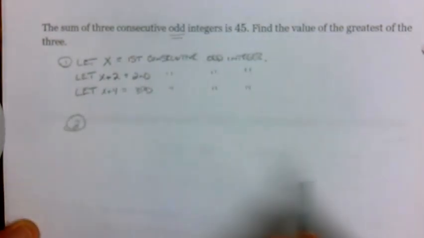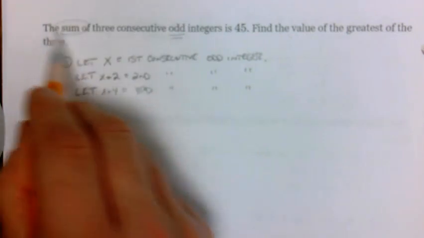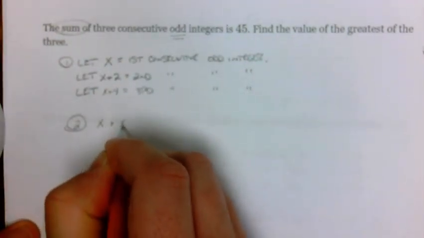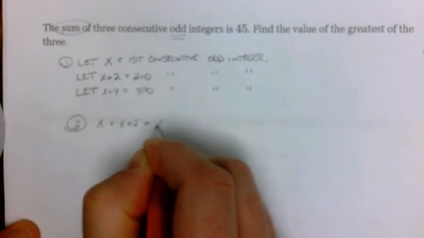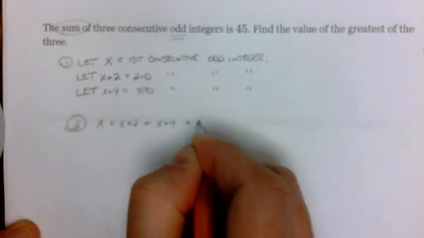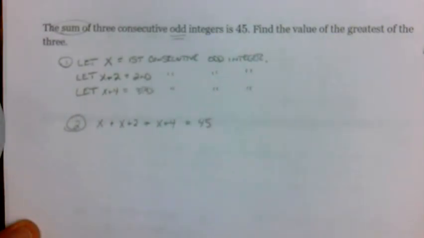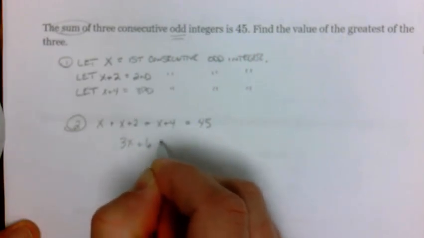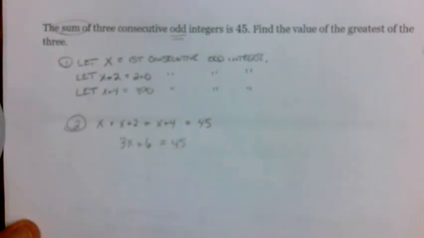Now we can make the equation. I'm going to add these together since the sum is 45. The first x plus the second odd x plus 2 plus the third odd x plus 4, their sum is 45. Let's simplify the left. X plus x is 3x, and 2 plus 4 is 6. So 3x plus 6 is 45.